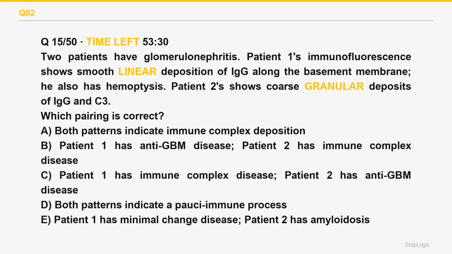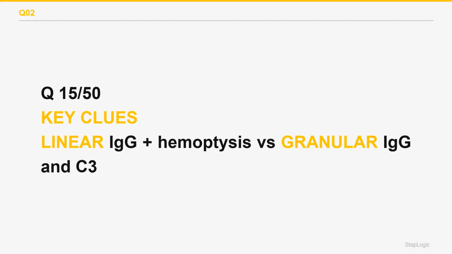Which pairing is correct? Two patients have glomerulonephritis. Patient 1's immunofluorescence shows smooth linear deposition of IgG along the basement membrane. He also has hemoptysis. Patient 2 shows coarse granular deposits of IgG and C3. Read the command. Which pairing is correct? Immunofluorescence gives 3 patterns, and each maps to one mechanism of glomerular injury. The pattern reveals how the antibody arrived.